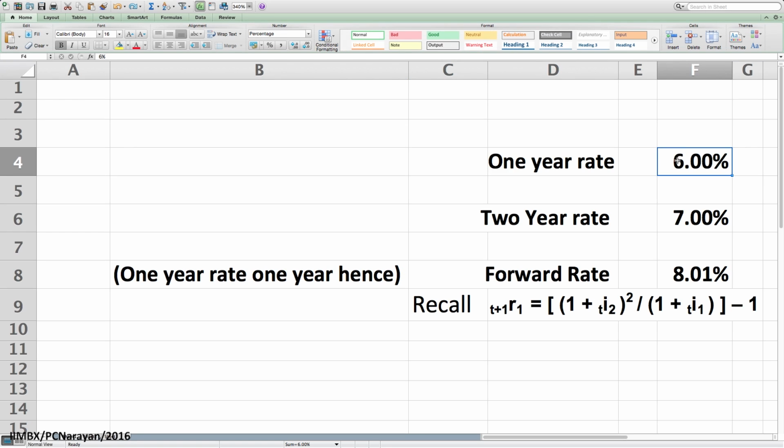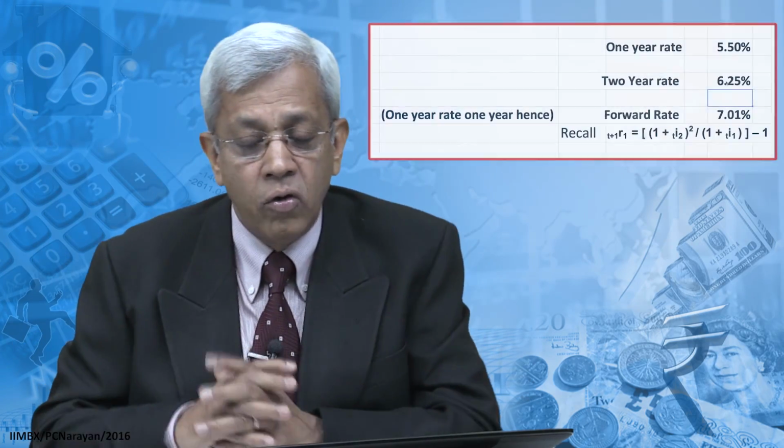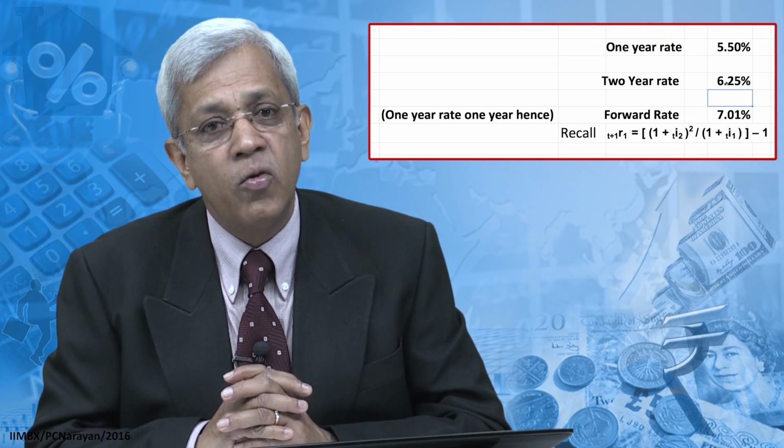Now let's see what happens when the interest rates for 1 year and 2 years change. Let's say in that financial market the 1-year rate drops to 5.5% and the 2-year rate drops to 6.25%. You will immediately find that the new forward rate being quoted for an investment of 1 year starting 1 year forward also changes to 7.01%.